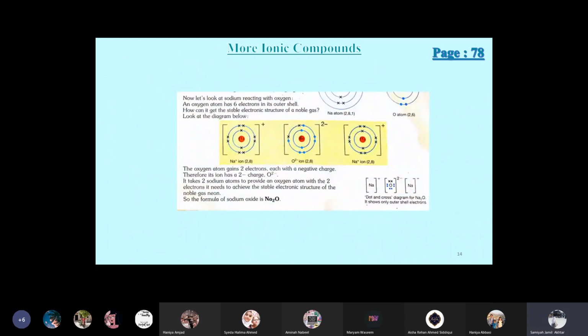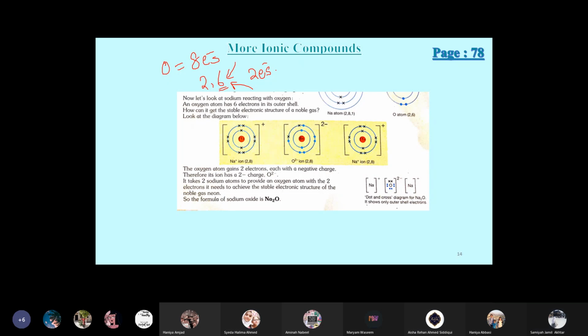Okay, so on page 78, the same thing. Now let's look at sodium reacting with oxygen. An oxygen atom has 6 electrons in its outer shell. Okay, that we discussed. So oxygen has a total of 8 electrons. So 2 will come in the first shell and 6 in the second shell. How can it get the stable electronic structure of a noble gas? How does it become stable? By gaining. By sodium giving it 2 electrons.